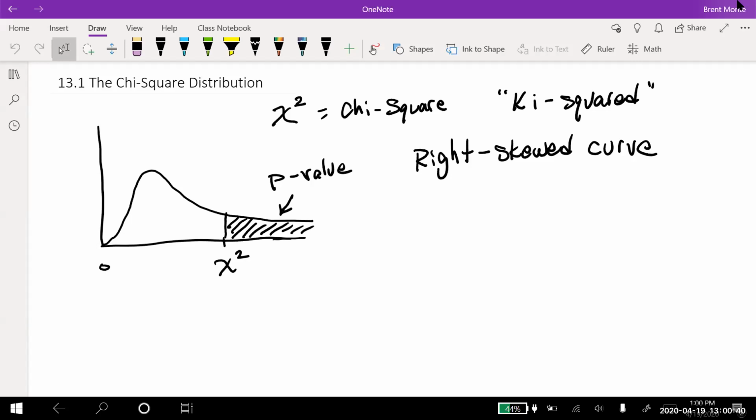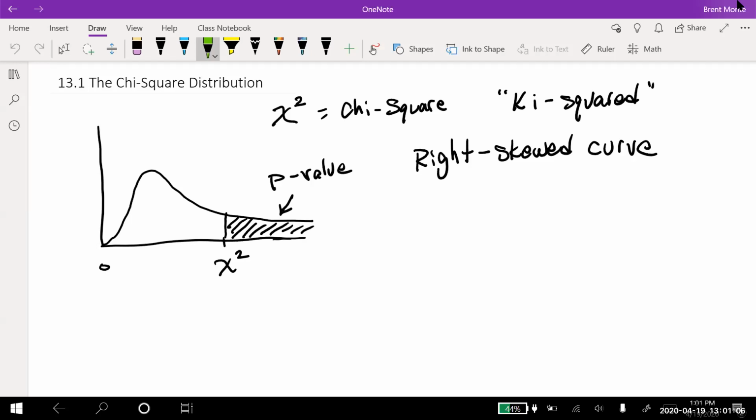The first section, of course, 13.1, is called the chi-square distribution. And chi is written as this curly looking X you see. So that's chi-square, and it's pronounced chi-square, not chi like the T. So anyway, chi-square is a new distribution that we're doing. I've drawn a picture of the chi-square distribution, and notice it's a right skewed curve.